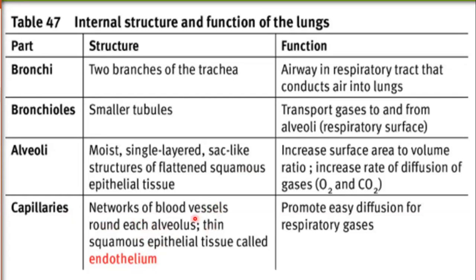They surround each alveolus. So each ball of the alveolus is surrounded by this network of blood vessels, which are called the capillaries. And that's where they do what? They promote the easy diffusion of the respiratory gases. So at this site, it allows for the diffusion of gases from this air into the blood. That's the site of respiratory gases.